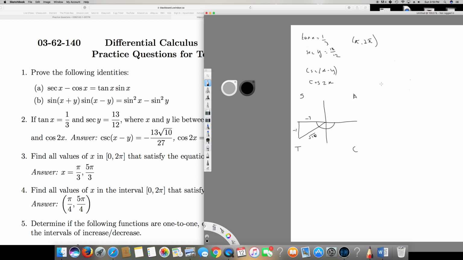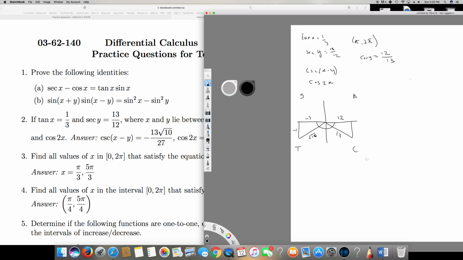And they have given sec y. Sec y is reciprocal of cos y. So if they have given sec y, I can find the cos y. Cos y is going to be reciprocal of sec y, 12 over 13. So since this is 12 over 13, and we know cos is positive only in the fourth quadrant or first quadrant, but since they have limited it from pi to 2 pi, it's definitely in the fourth quadrant. So I'm going to draw the graph right here. And cos is adjacent over hypotenuse, so adjacent is 12 and hypotenuse 13.